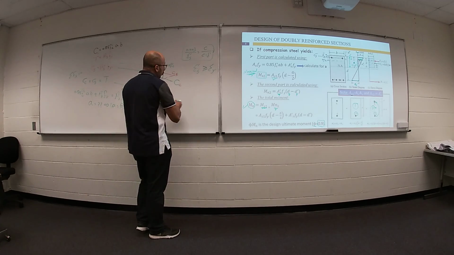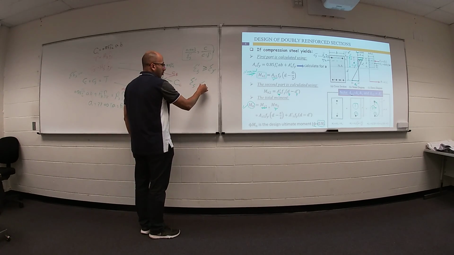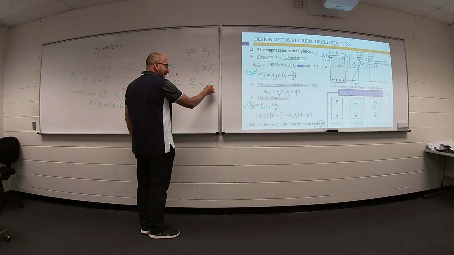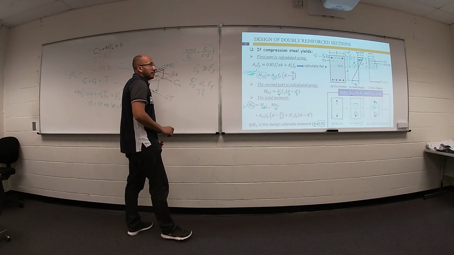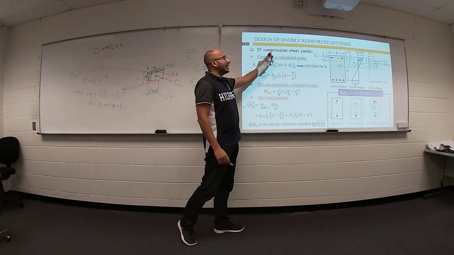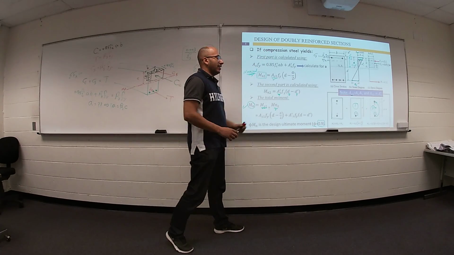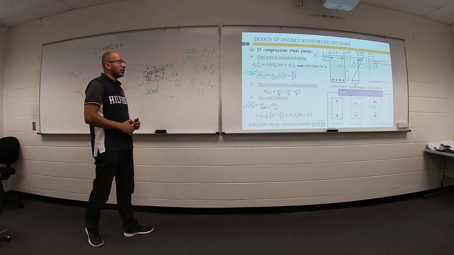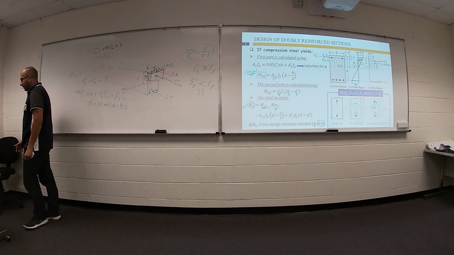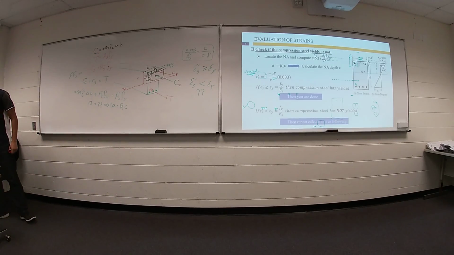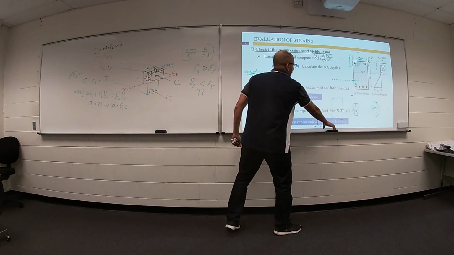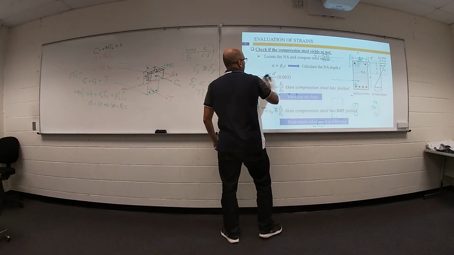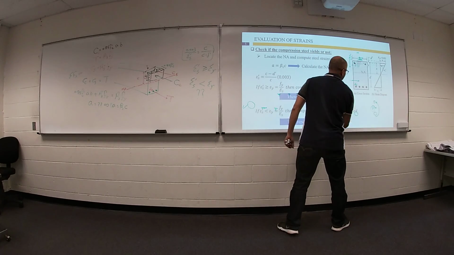If this is not correct, if it is smaller than epsilon yield, then no. Everything is incorrect because your compression steel did not yield. We need to do another calculation. We will discuss it right now, maybe today or next time. Just what I did here.